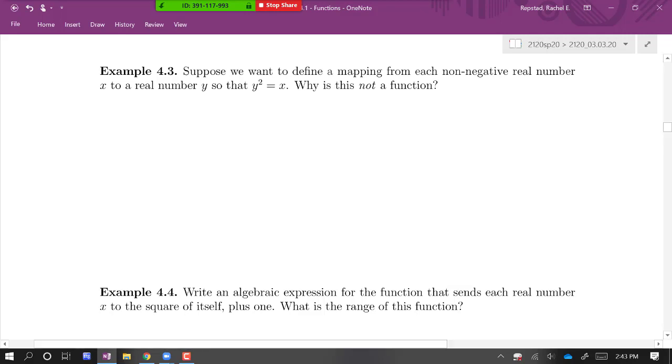So I might start this problem by trying to figure out, well, could it be a function? Like, if it were a function, what would that mean? So, to see if it is a function, let's try writing this out as an equation and then solving for y. Or they gave us the equation. We'll solve for y. So it was y squared equals x.